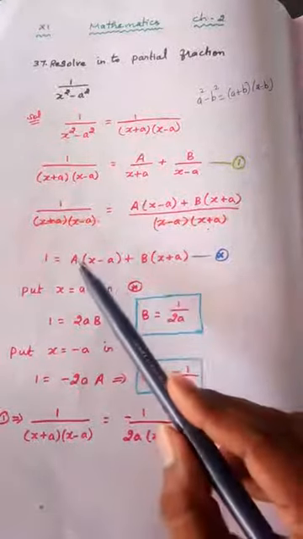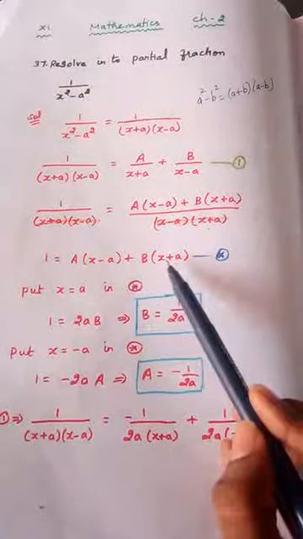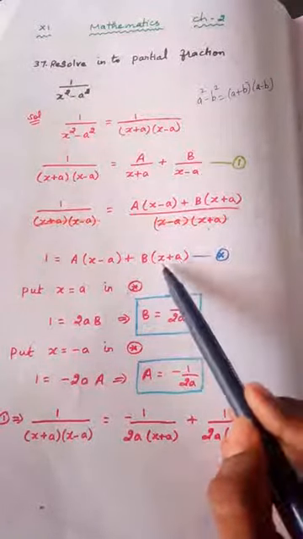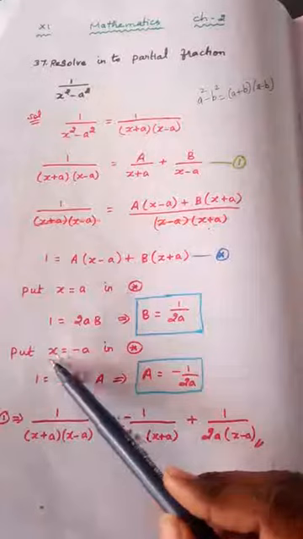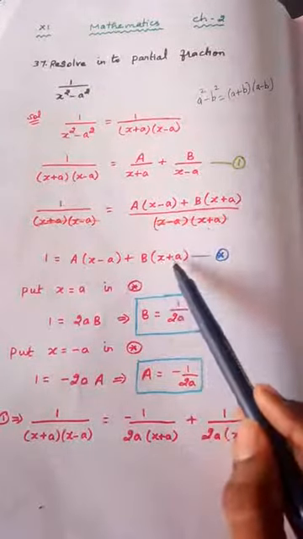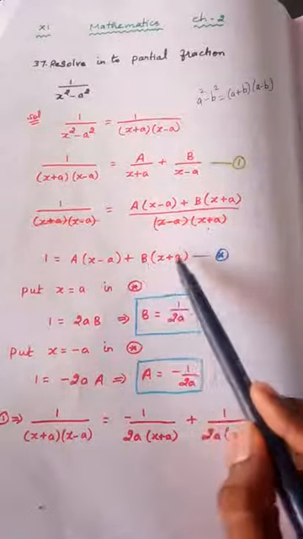Next I want A value. So I will try to make this 0. When will this become 0? Here plus A is there. So I should use minus A for x. So put x is equal to minus A. In this place put minus A. Minus A plus A will get cancelled, becomes 0. So this term will go.